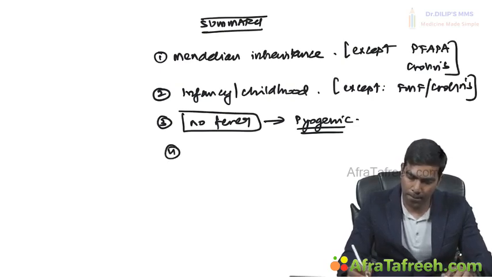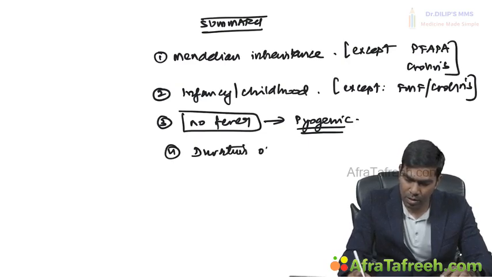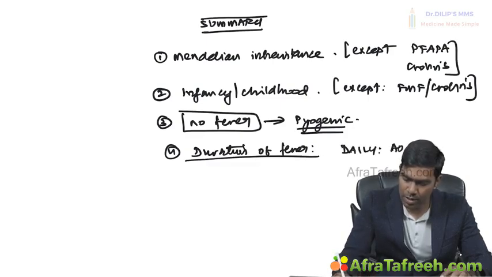And number 4, duration of fever and diagnosis. You can make a diagnosis based on the duration of fever. Typically, daily fever happens in AOSD and SOJIA.